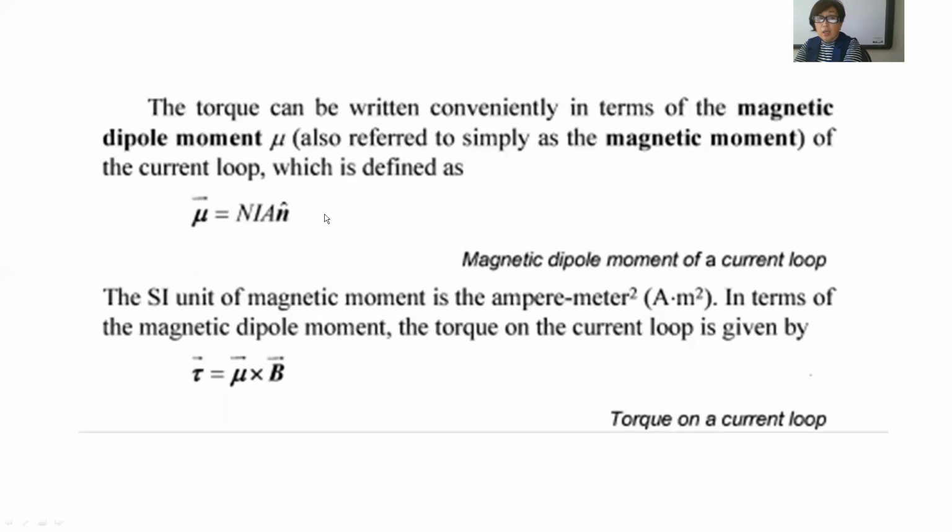The torque can be rewritten in terms of the magnetic dipole moment mu, also called the magnetic moment of a current loop, which is defined as the electrical current multiplied by the area and the vector n. The SI unit of the magnetic dipole moment is ampere multiplied by square meter. The torque on the current loop is given by the magnetic moment multiplied by the magnetic induction B.